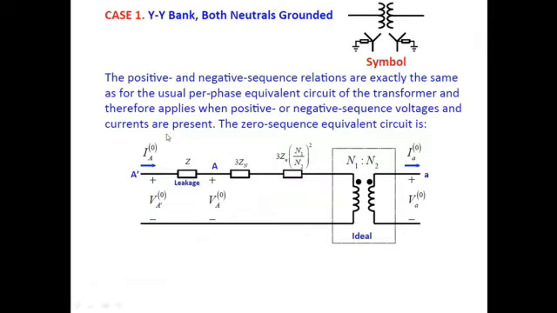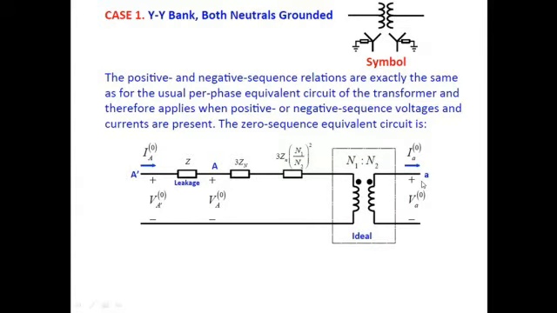So let's start with the first case. If we have a YY bank or YY transformers and both the neutrals are grounded, this will be the symbol: Y connection, grounded, grounded. The primary side is grounded, the secondary side is grounded, and the connection is YY. In this case, if we want to draw the equivalent circuit, we will have Z plus 3Zn for the primary side, and similarly for the secondary side we will have 3Zn.